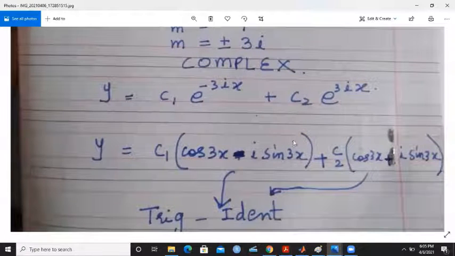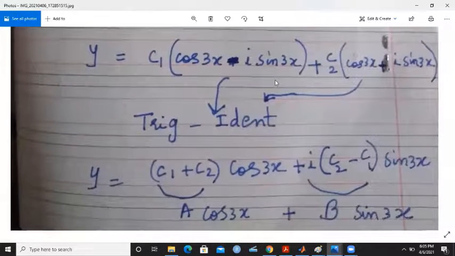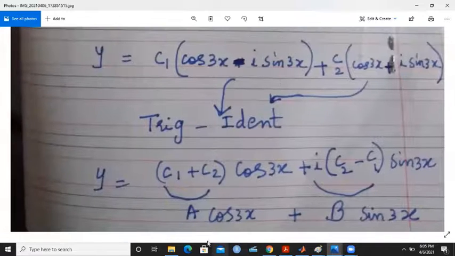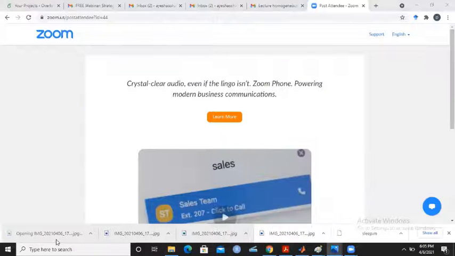This step is optional. If you memorize the rule and go to the answer straight away, that is also acceptable. Okay, so I can write the final answer as y is equal to a cos 3x plus b sin 3x. Okay, so let's solve another question.